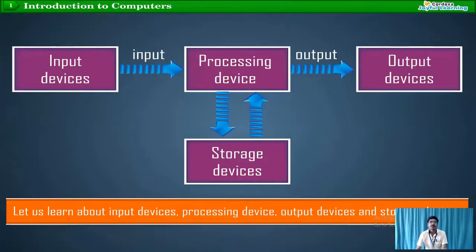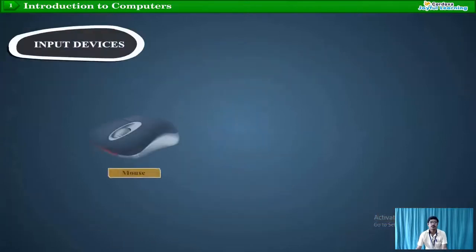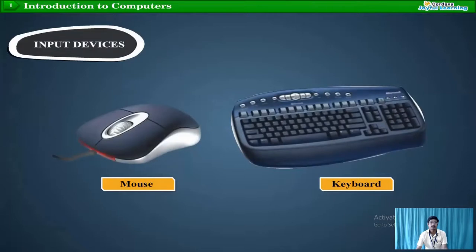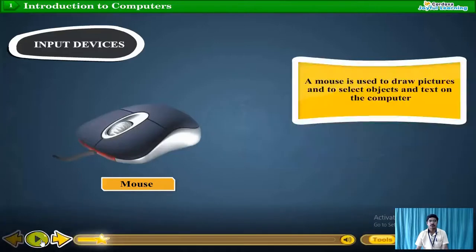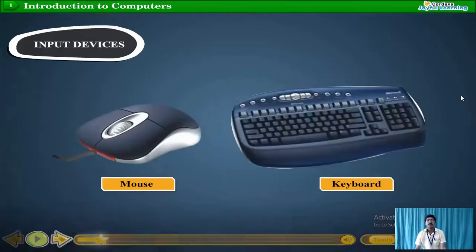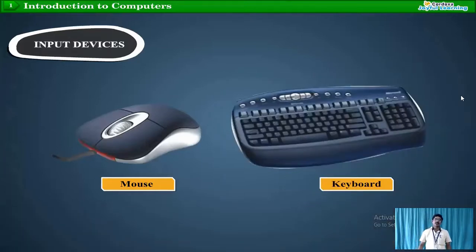Input devices and storage devices. Input devices. You enter data and instructions into the computer by means of input devices. The most commonly used input devices are keyboard and mouse. Now see these two photos you can see on the screen. These two devices are commonly used. A number of devices are there: joystick, light pen, but commonly we are using these two types of devices as an input device through which we can give the input data or instruction to your computer what to do. Those devices are called input devices.